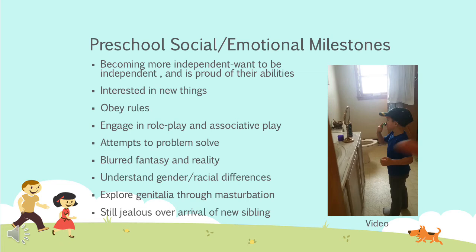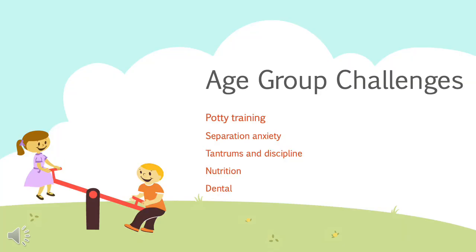They're still jealous over the new arrival of a sibling, but not as much, or at least they have more control over their feelings and emotions a little bit better than when they were toddlers. So now we're going to put the toddlers and preschoolers back in the same category as early childhood, and we're going to look at age group related challenges. They are potty training, separation anxiety, tantrums and discipline, nutrition, and dental.